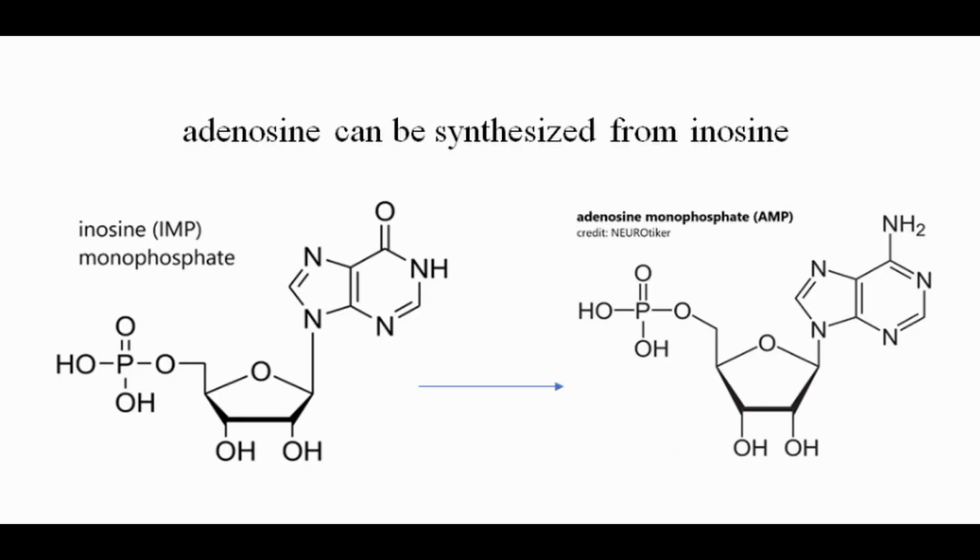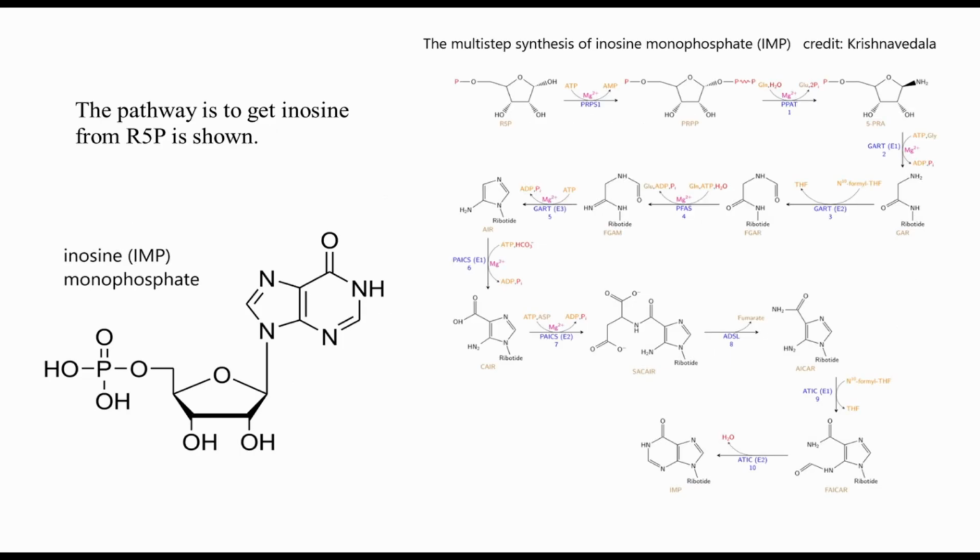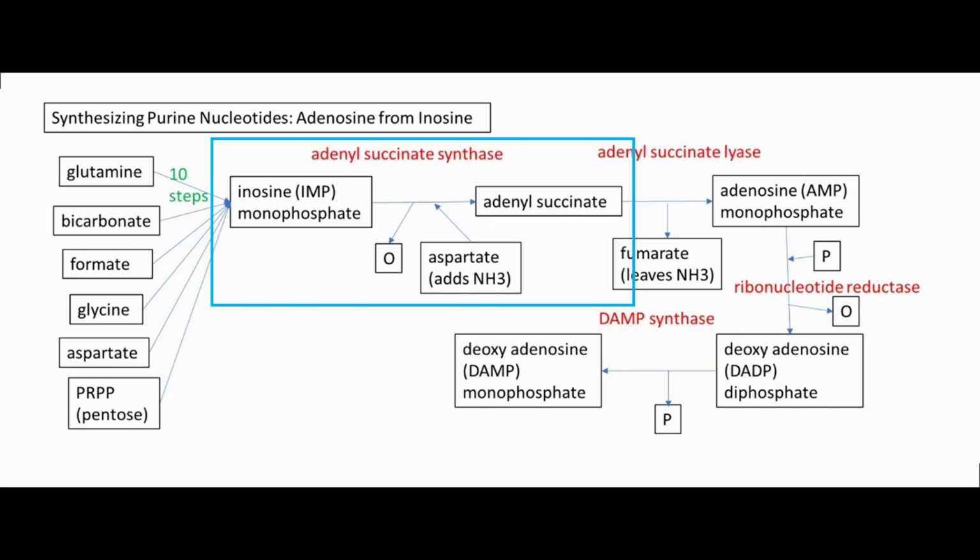Last, but not least, adenosine can be synthesized from inosine. First assemble inosine monophosphate, IMP, from its basic components in a 10+ step process. From inosine monophosphate. Step 1. The enzyme adenyl succinate synthase detaches an oxygen, O, from the purine ring, then attaches an aspartate amino acid at its amino group, NH3. The inosine monophosphate, IMP, is converted into adenyl succinate.